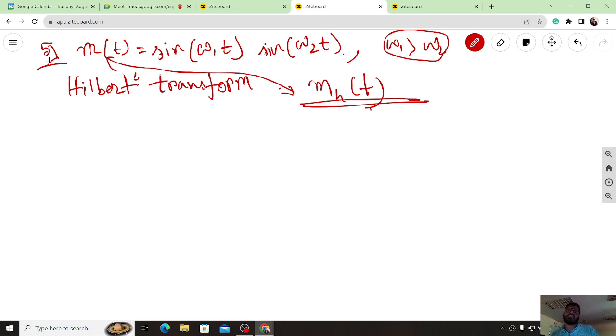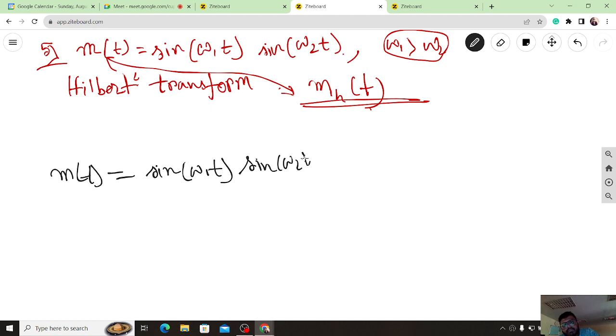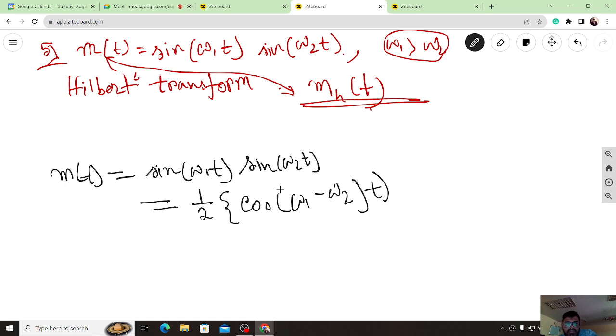So we know what m(t) is here. m(t) is sine of omega 1 t times sine of omega 2 t, and then we write it in the form of cos A minus cos B: half of cos of (omega 1 minus omega 2) t minus cos of (omega 1 plus omega 2) t.